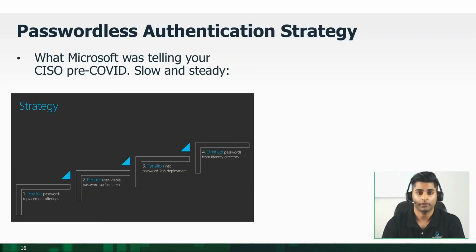Now, I want to talk about the passwordless authentication strategy. What Microsoft was telling your CISO pre-COVID was to go pretty much slow and steady. It's slow steps. First, develop a passwordless replacement offering, then reduce the visible password surface area, and then third, get into that transition into the password deployment, which is what we're talking about here today.